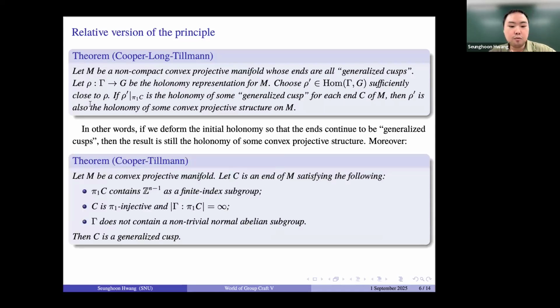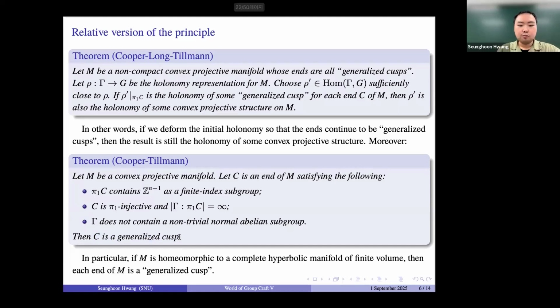And moreover, we have another theorem by Cooper and Tillmann. Let's say we have a convex projective manifold, and of course, it is not always true that the ends of a convex projective manifold are generalized cusps. But when we have these fairly nice algebraic conditions, then any end of M is indeed a generalized cusp.